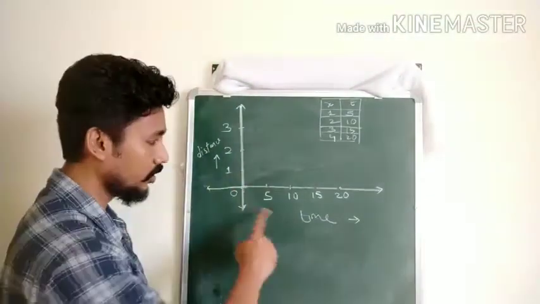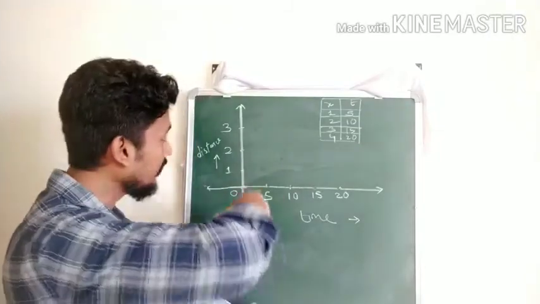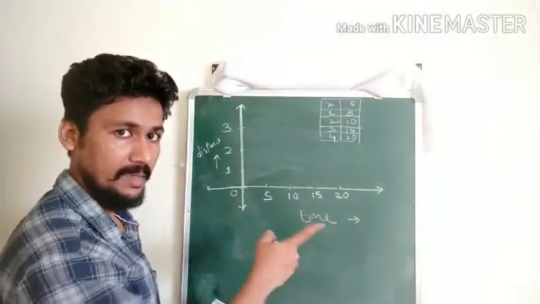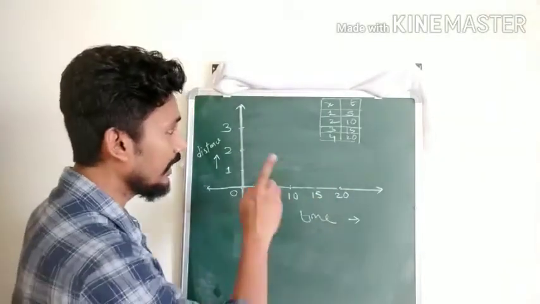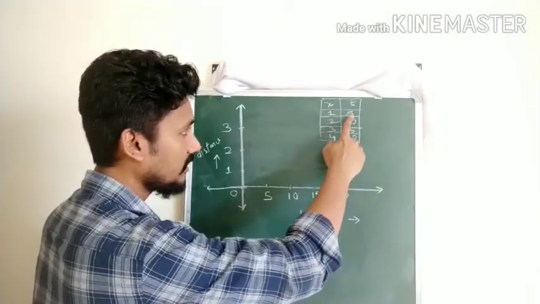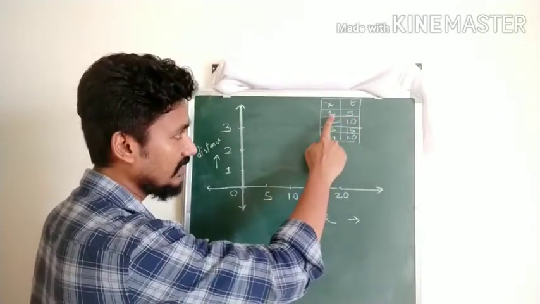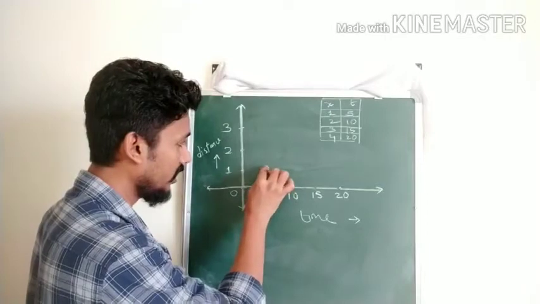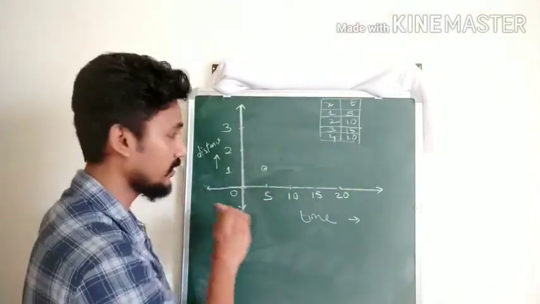So what we have done, on the x-axis we have taken the time, and on the y-axis we have taken the distance. Always remember, time will always be taken on the x-axis. Now let us plot the points. The first point, as we said, time is 5 seconds. So here we have 5 seconds. For 5 seconds, how much is the distance? It is 1 meter. So the point will get plotted here. 5 for time and 1 for distance.